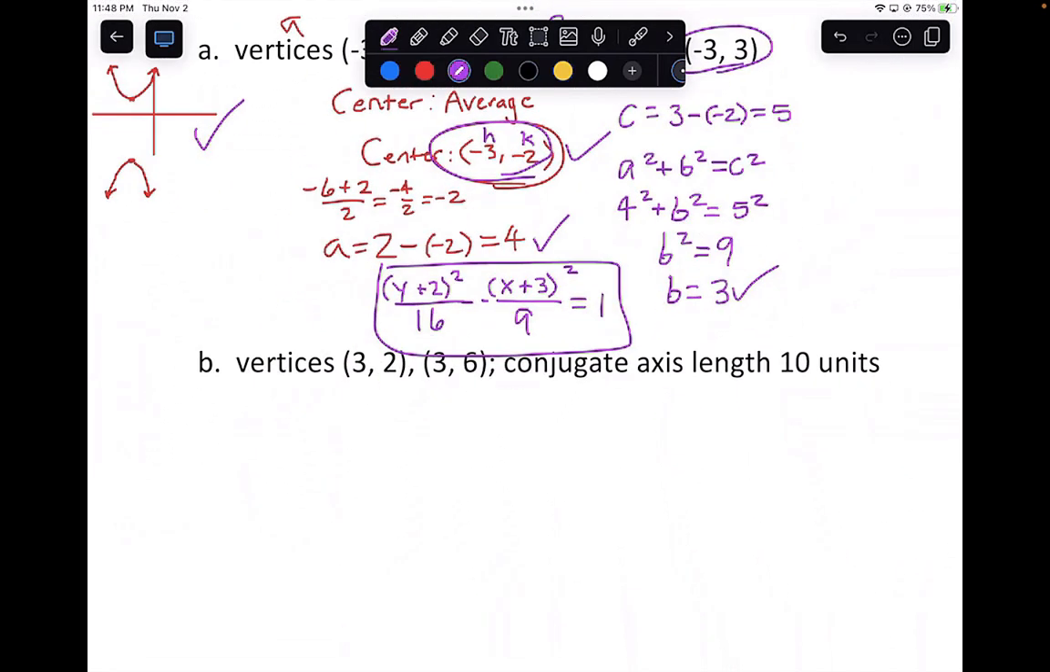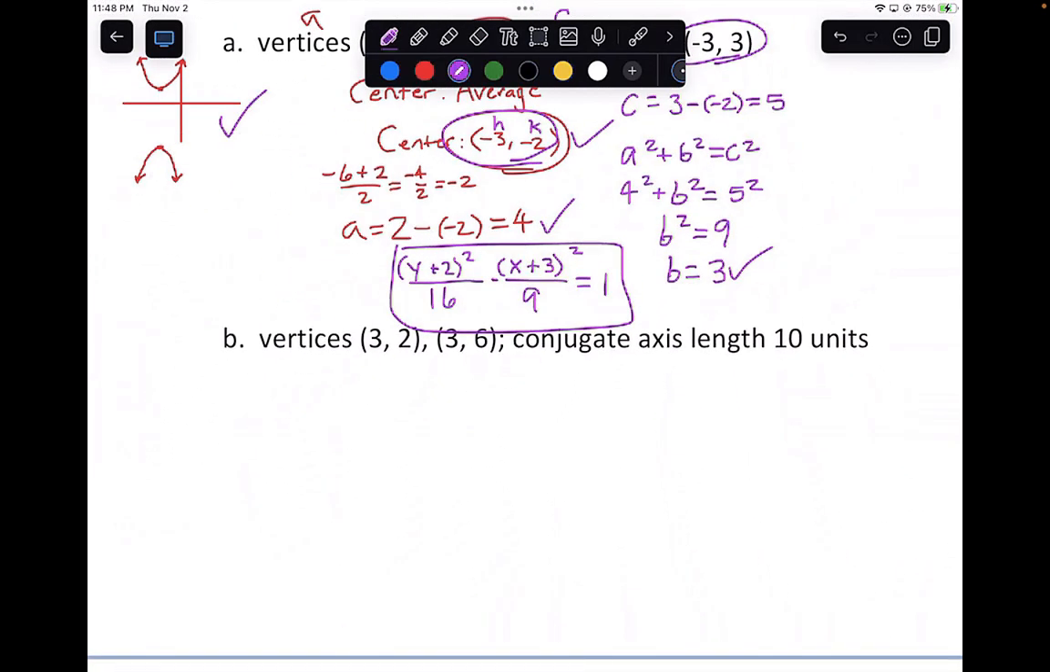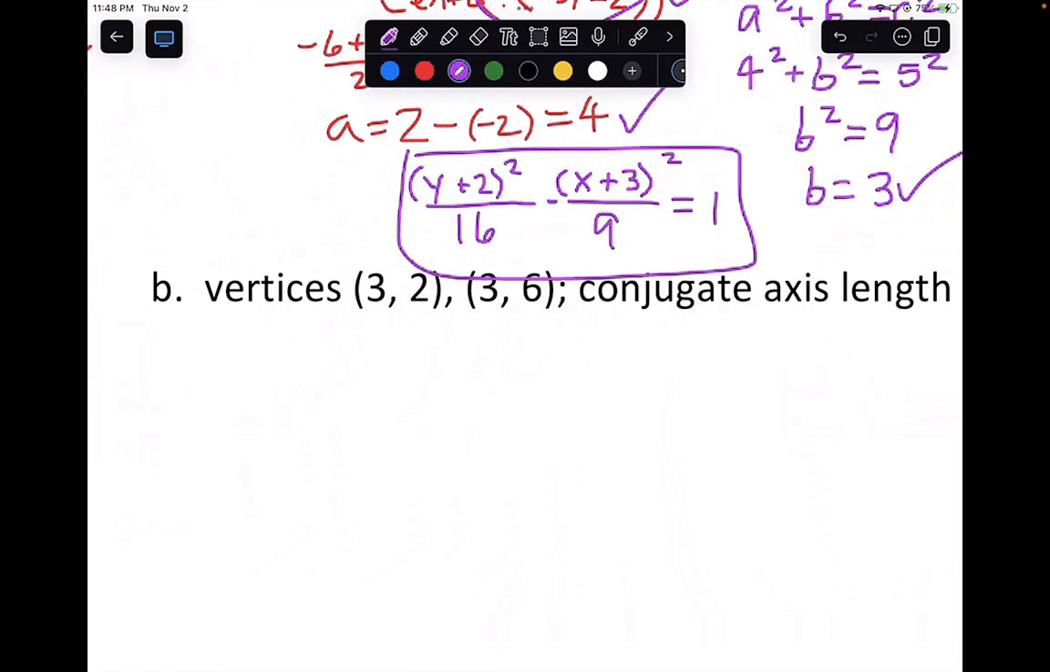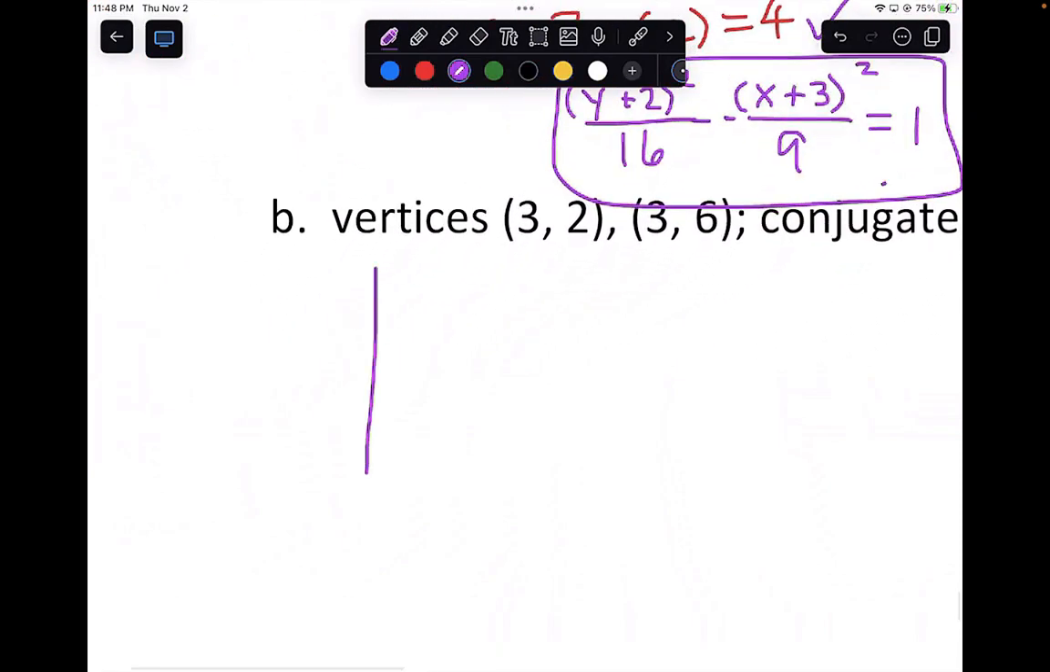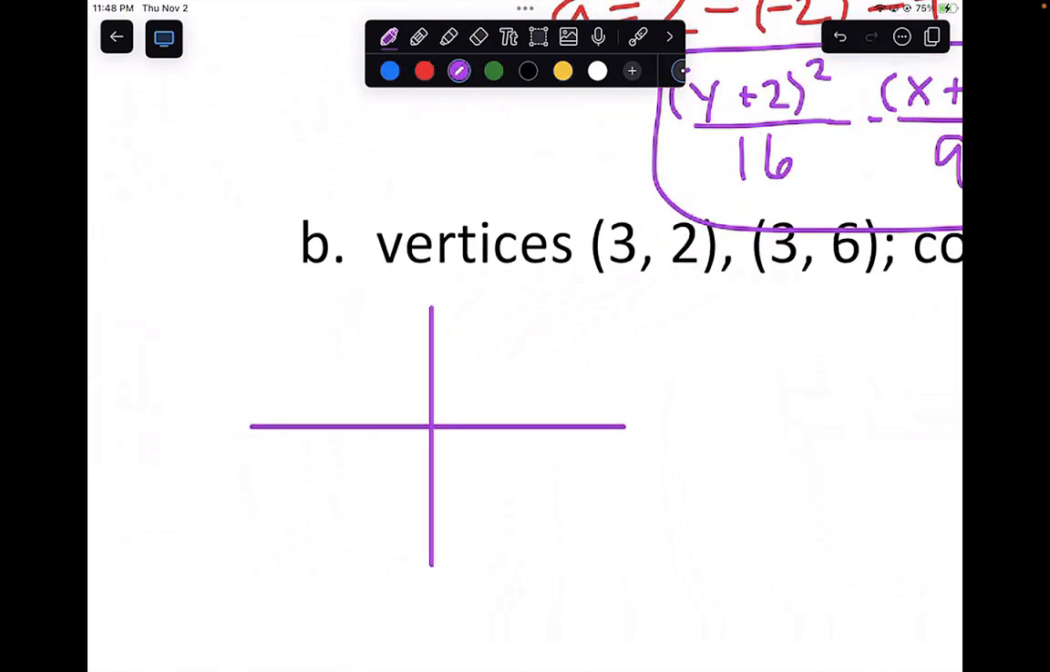All right, let's do the one here. Sometimes they'll give you the length of the conjugate axis or transverse axis. So yeah, let's run through this one here. Vertices at (3, 2) and (3, 6). So let's plot those real quick. (3, 2) is roughly there, and then (3, 6) is actually up there. So I guess it's another vertical one.